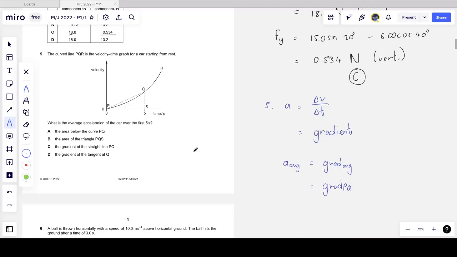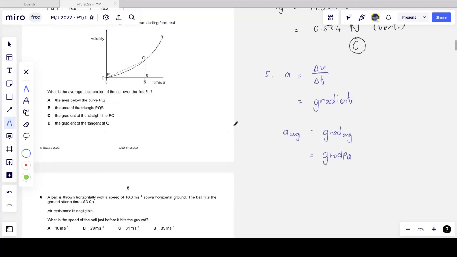I mean, it's impossible to find the gradient of a curved line over a region, but you can find the average gradient by drawing a straight line from P to Q and finding the gradient of that. And so that corresponds with option C. And so that's the gradient of the straight line from P to Q. And so that's for the first 5 seconds, and that's why we choose PQ specifically. And so the average acceleration will be a certain value, but that's not the acceleration at any given point in time. It's the acceleration that's an average value of all the accelerations over that period of 5 seconds.